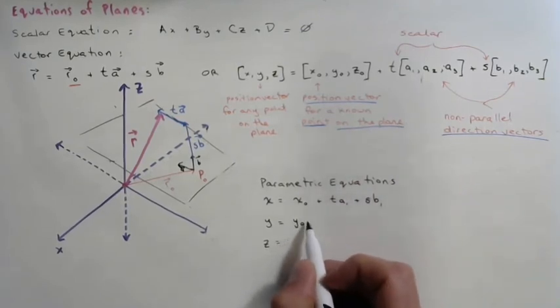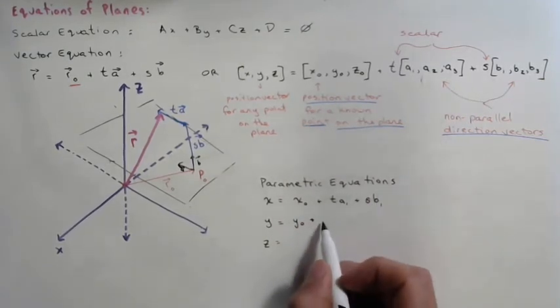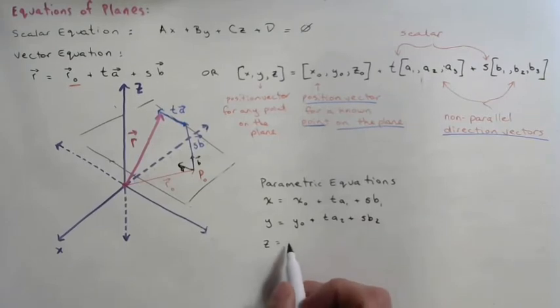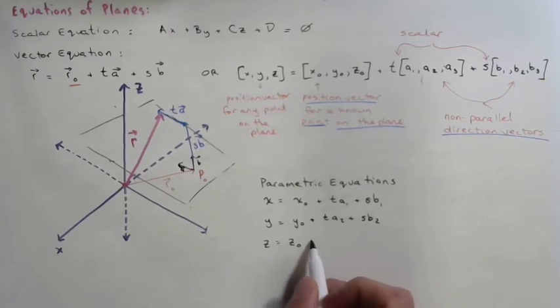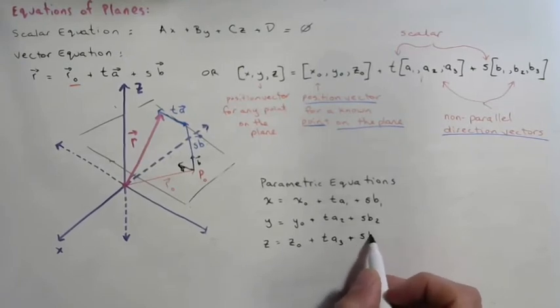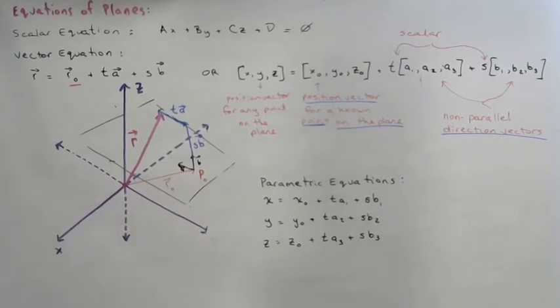The y component is the original y component plus the movements that y does. T times a2 plus s times b2. And the z component starts at the original z, z naught, the z component of the first position vector, plus t times a3 plus s times b3. Okay, so scalar equations, vector equations, parametric equations for planes in three-dimensional space.